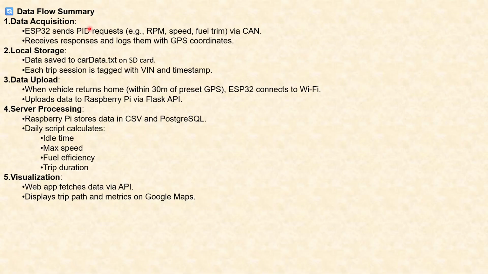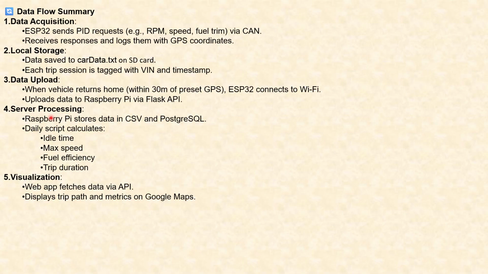Now, what is the data flow summary? First step is data acquisition. The ESP32 sends parameter identification requests, for example RPM, speed, fuel trim, via CAN, receives the responses, and logs them with GPS coordinates. Next, local storage: data is saved to a data.txt file on the SD card, and each trip session is tagged with the vehicle identification number and timestamp. Now talking about the data upload: when the vehicle returns home within 30 meters of the preset GPS location, the ESP32 connects to Wi-Fi and uploads data to the Raspberry Pi via the Flask API.